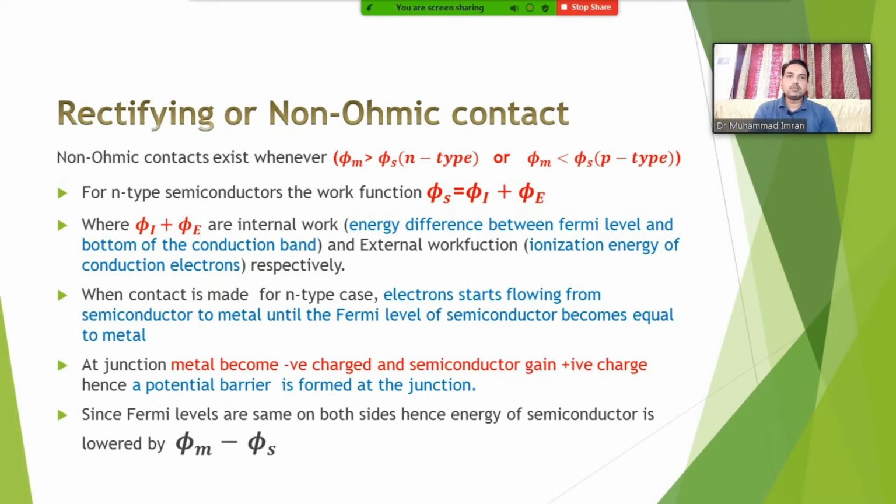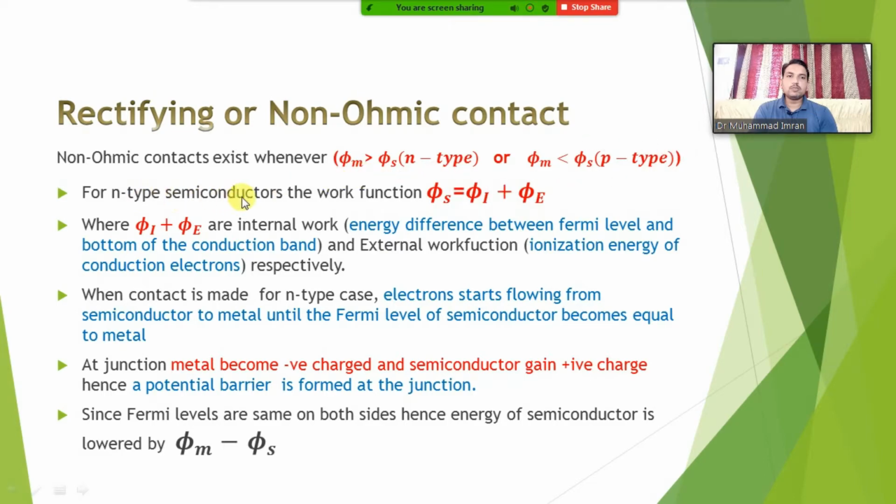So today we will discuss in detail the description of rectifying or non-ohmic contacts. These are the contacts for which phi m is greater than phi s, the work function of the metal is greater than the work function of the n-type semiconductor. We consider the case of n-type for simplicity. For the p-type, the situation is phi m less than phi s.